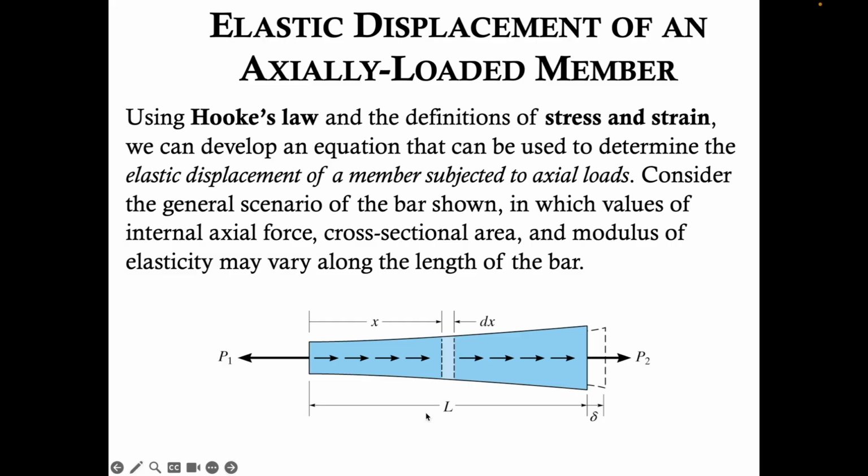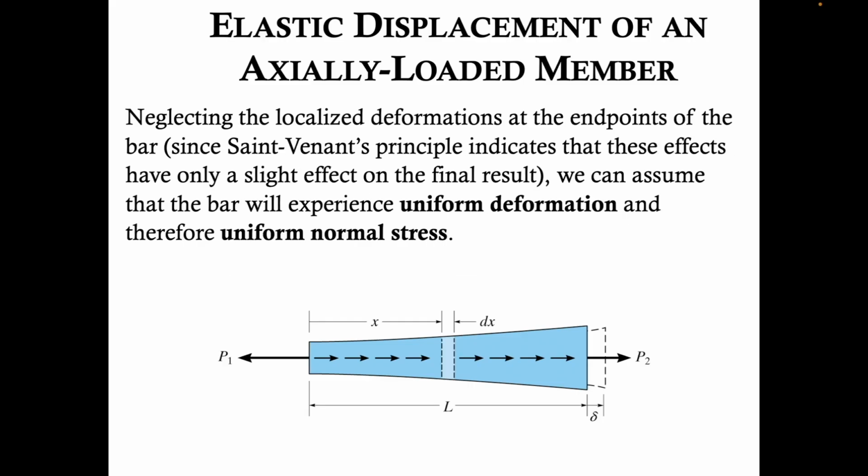Consider this general scenario of the bar shown, in which the values of internal axial or normal force, cross-sectional area, and modulus of elasticity may vary along the length of the bar. Okay, so the normal forces or axial forces can vary. It can have a varying cross-sectional area, so it's a tapered member. It could even have varying materials, so different values of the modulus of elasticity. We can assume that the bar will experience uniform deformation and therefore uniform normal stress.